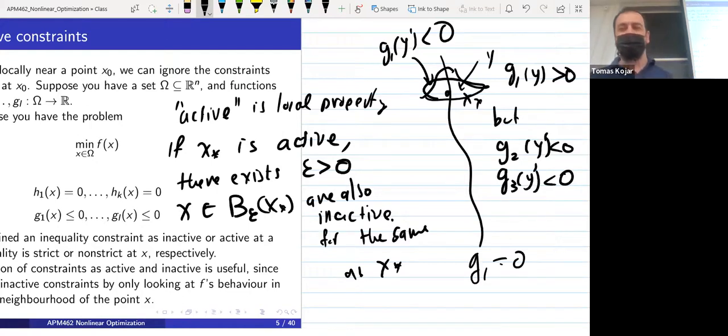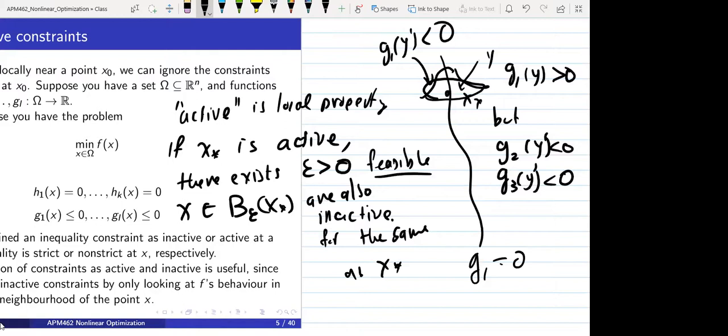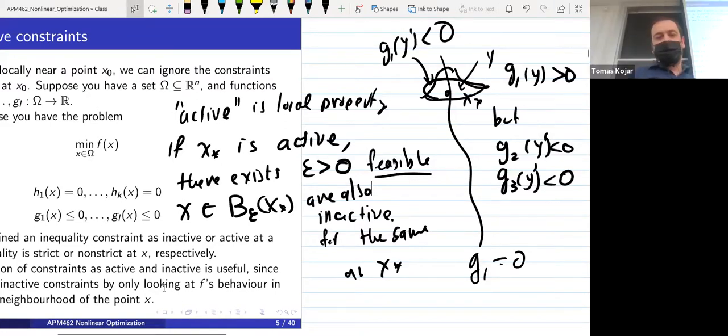Anyways, we'll talk about this more. I mean, they have to be feasible. There's a lot of stuff here. We'll talk about it. It's fine. So do you mean that inactive is a local feasible property? If they're feasible points, they have the same inactive constraints, but they have to be feasible.